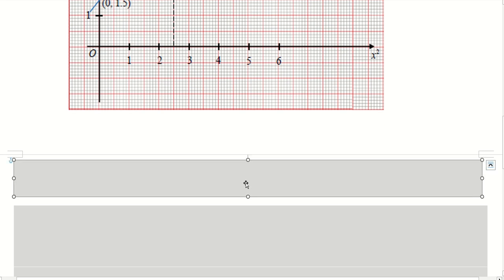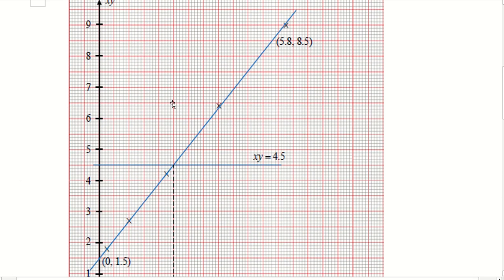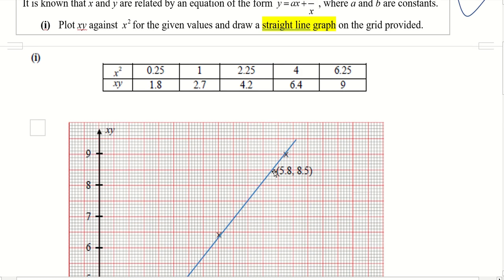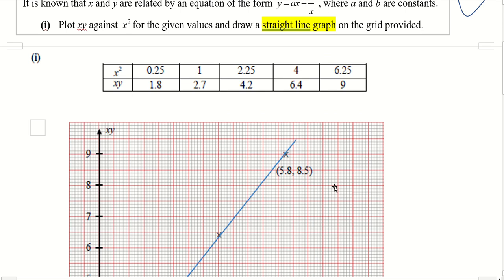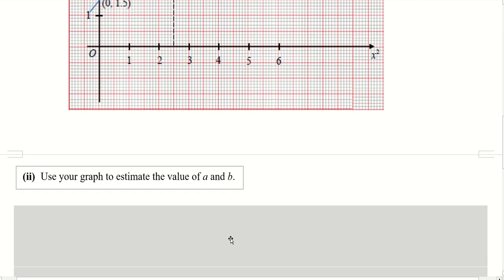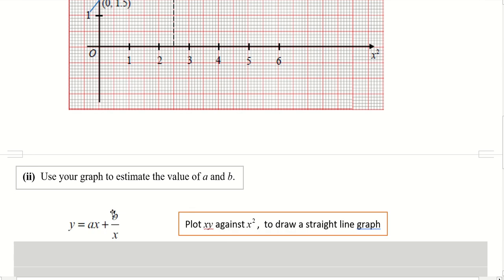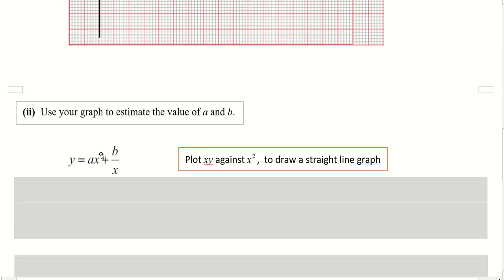Okay, next question. They ask you to use your graph to estimate the value of a and b. That means if you use this graph here, you can actually find out what a is and what b is. The trick to doing this is, if you are told to plot xy against x squared, you look at the equation given first. You will notice if you multiply by x throughout, here you'll get xy, and here you'll get your x squared.